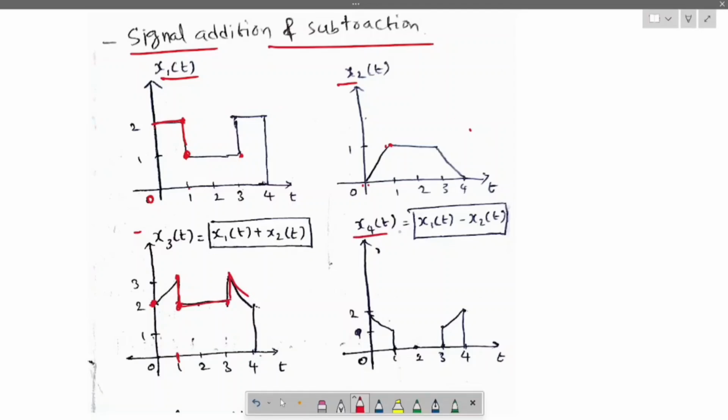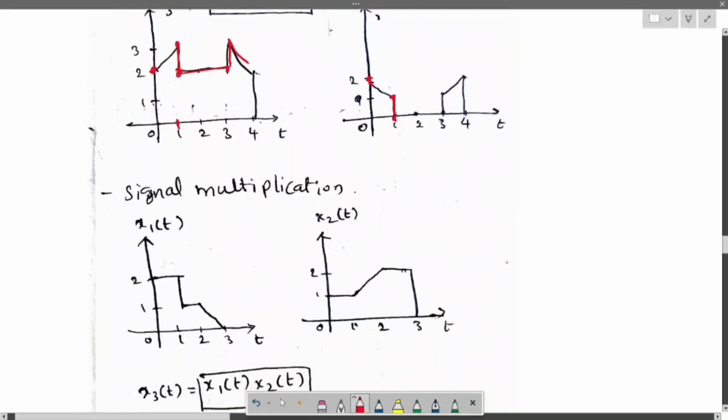Now x4 will be the subtraction of these two signals. Then it is 2 minus 0, which is 2. At 1, it is 2 minus 1, which is 1. Again it is falling, 1 minus 1, which is 0. See, from 1 to 0 it is falling. You can do so and you will get this graph. This is how the signal addition and subtraction operations will be.